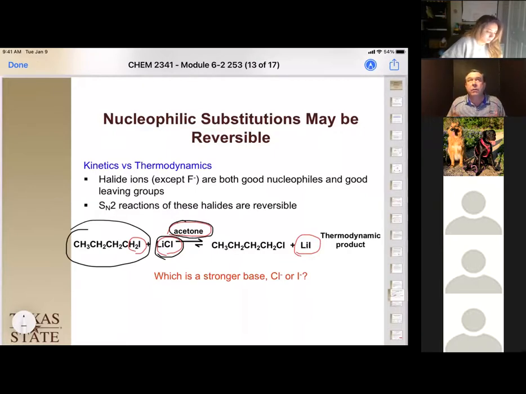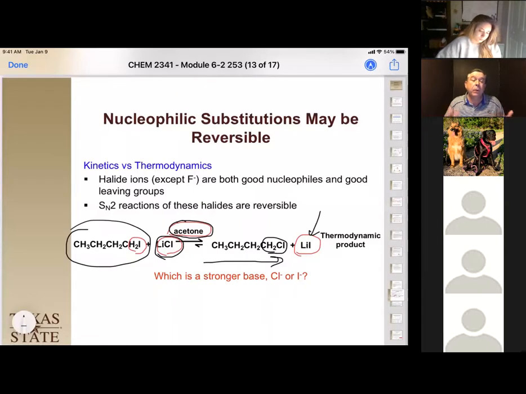So let's see, if chloride is the nucleophile and we're in acetone, that's a polar aprotic solvent. So that means chlorine is more reactive than iodine, because we are in a non-protic solvent. So that means the equilibrium is going to lie to where we're forming the shorter bond, the chlorine-carbon bond, and the weaker nucleophile in this set. So that makes this the thermodynamic product.